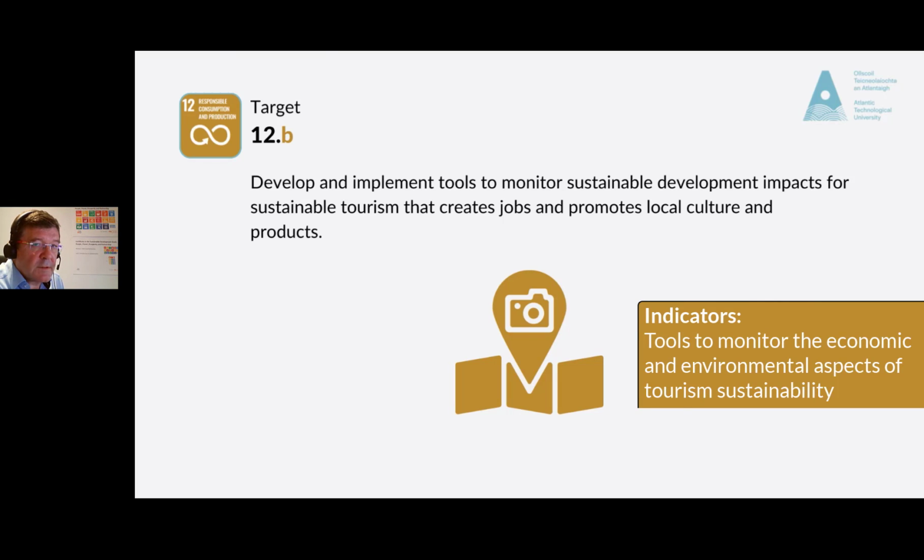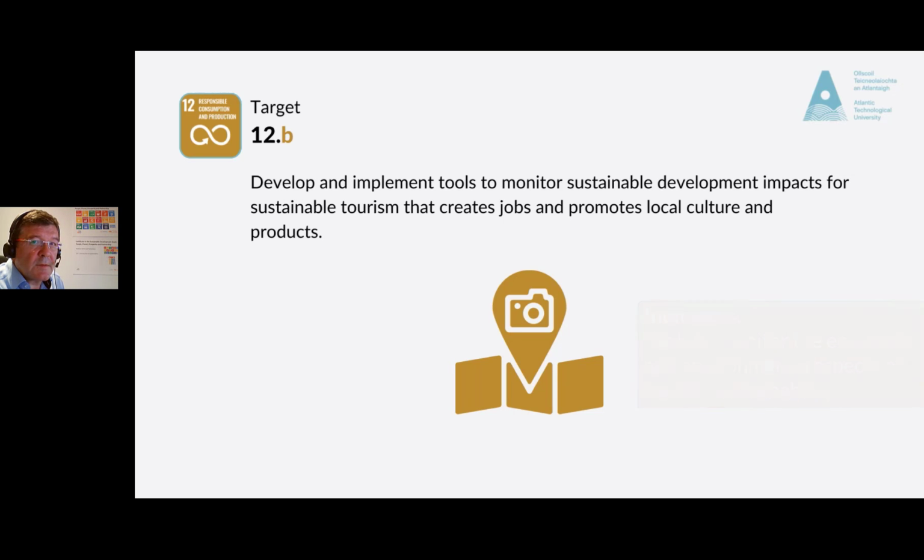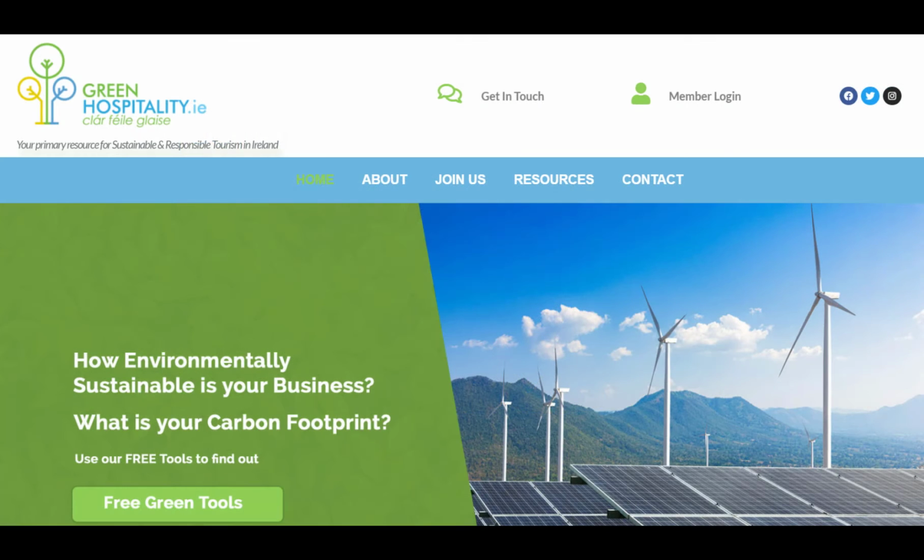The monitoring of this will involve, as the indicator, the implementation of standard accounting tools to monitor economic and environmental aspects of tourism sustainability. Yes, I'm delighted to say that there are a number of good projects and programs in operation in Ireland at the moment, such as the Green Hospitality Programme, for instance. The Green Hospitality Programme awards sustainable and green practices in the hotel and catering industry in Ireland and has been very successfully rolled out over the last 15 years in Ireland.